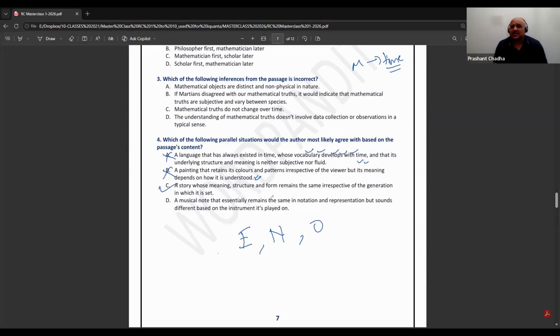D, a musical note that essentially remains the same in notation and representation, but sounds different based on the instruments it is played on. So again, there is a difference which has been introduced. We cannot have any difference. That's it, it's simple as that. These three answer choices make a common mistake of introducing a difference, right? Something different is happening. Hence, option C. Good guys.